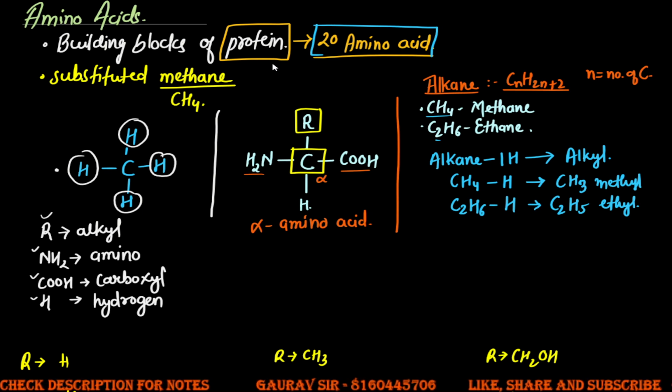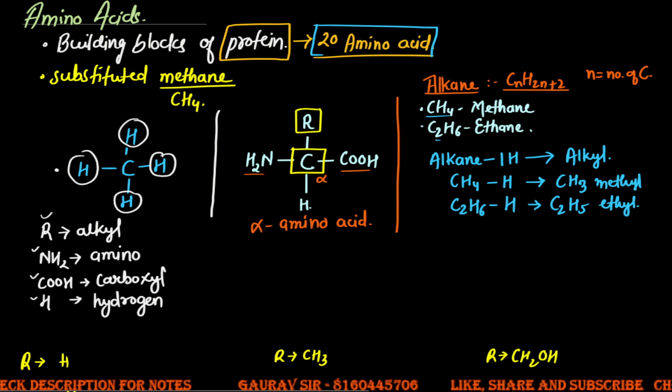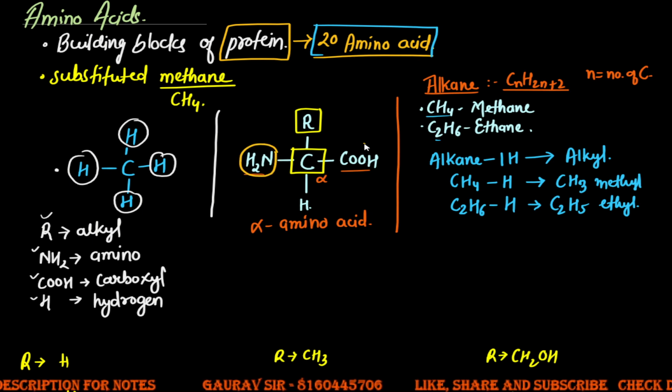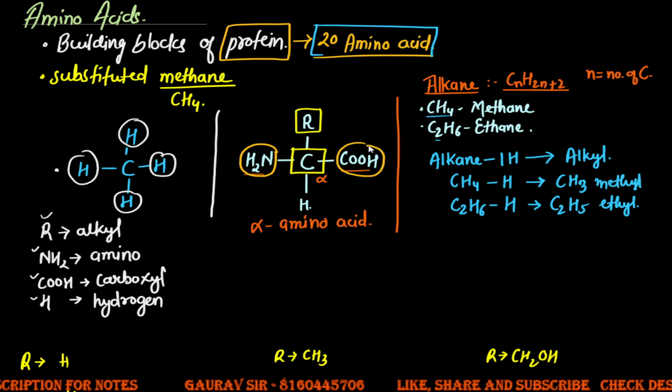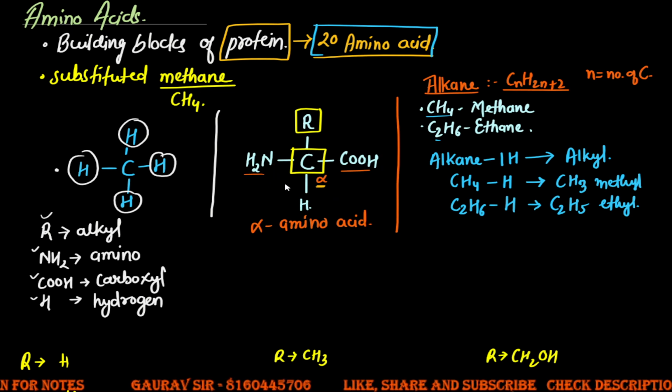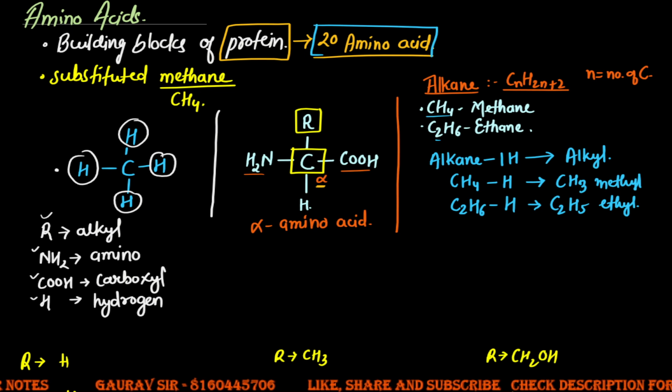I want to emphasize one particular point: the amino acid contains both the amino group as well as the carboxylic group bound to the same carbon, and therefore the amino acids are called alpha amino acids. So that is it, guys, for this video. In the next video, we will be talking about the formation of the bonds in the proteins.